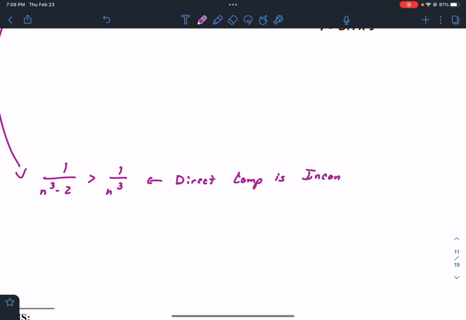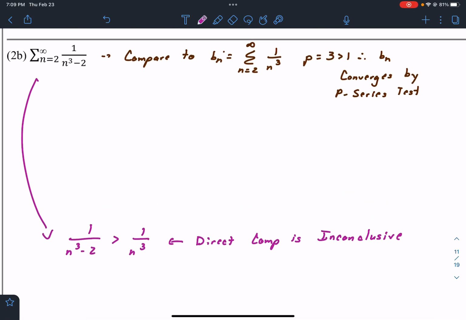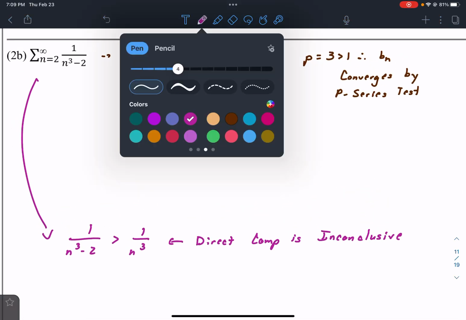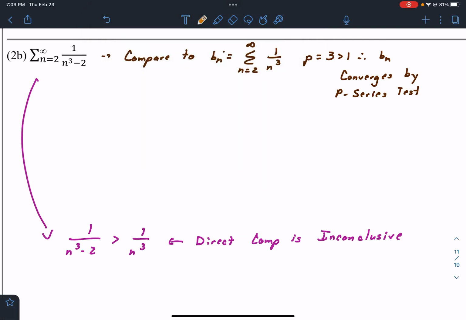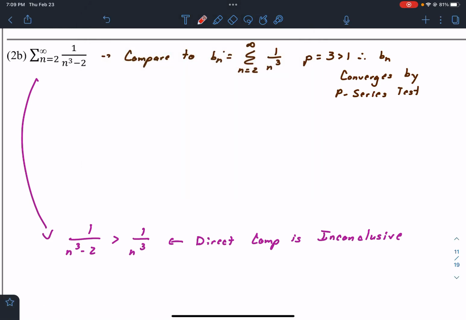So this is a good example of why we want to have this limit comparison in our back pocket. In fact, limit comparison will work all the time. I just think sometimes direct comparison is a little bit easier, honestly. It's a little bit easier to see. So I like to teach direct comparison. So now what we want to do is we want to do our limit.